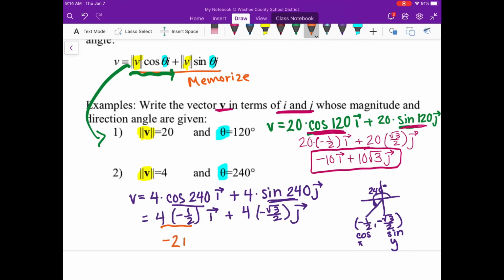Go through and simplify, so multiply these through. 4 times negative 1/2 is a negative 2, and that's the i. 4 times negative square root of 3 over 2 is going to change that to a minus, and that's going to be 2 square root of 3, and that's my j. And this would be my final answer.